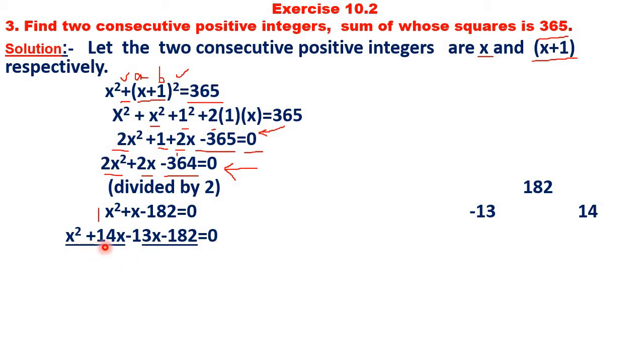Now we can group the first two terms and the last two terms. Here in x square plus 14x, we can take x as common. Then x plus 14, and from the last two terms we can take minus 13 common, so that the minus becomes plus, giving x plus 14 equal to 0. Now x plus 14 and x plus 14 are there, so we can take x plus 14 as common.